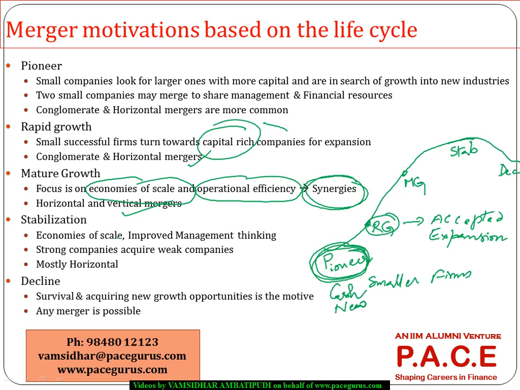Coming on to this stabilization phase, yes, the competition has come up too much. The growth potentials are very normal, but economies of scale is very important, because only when you cut down your costs, only then the survival becomes more and more possible. So management thinking has to become more and more dynamic. So from that standpoint, the horizontal mergers in terms of consolidation, improving the market position, improving the market share become the major motivations at this stage of life cycle.